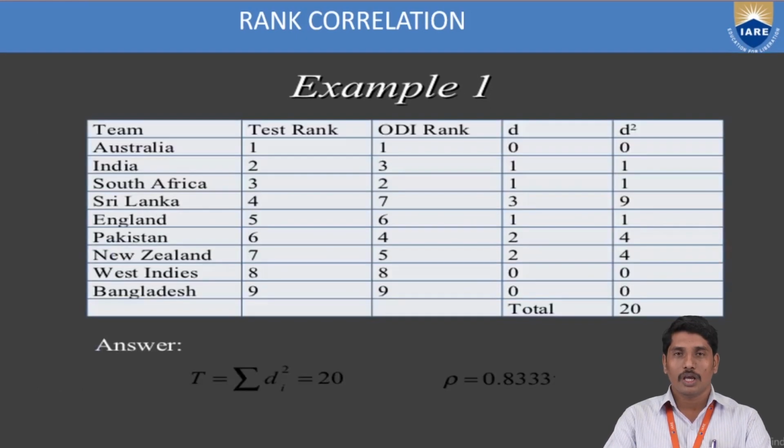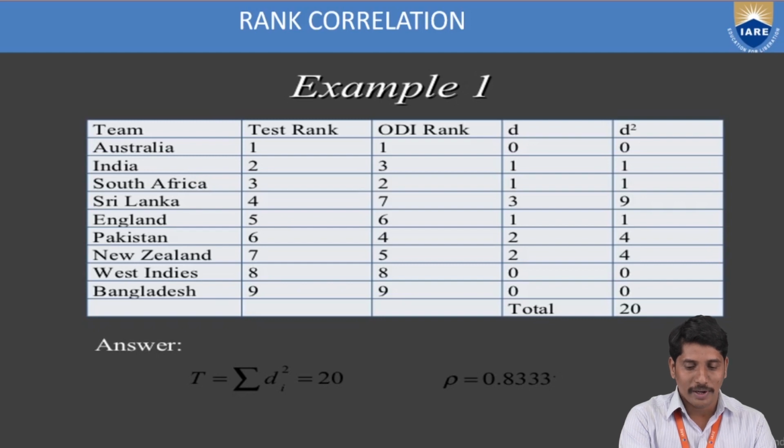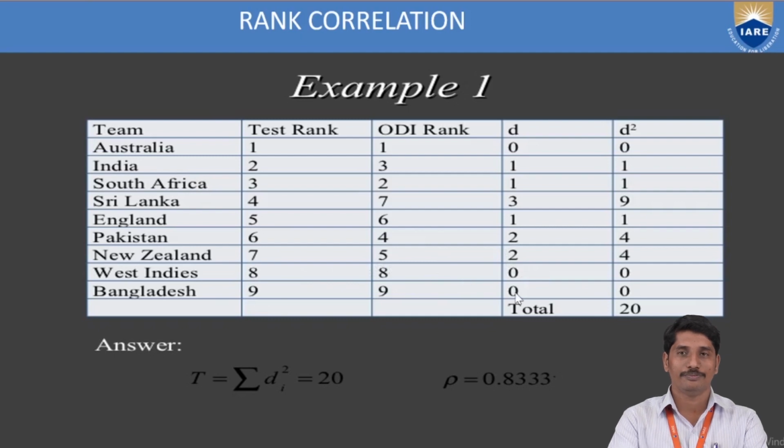Here we have taken the ranks and we have calculated the deviations in the form of d. That means 1 minus 1 is 0, and 2 minus 3 is taken as an absolute value of 1, 3 minus 2 is 1, 4 minus 7 is 3, 5 minus 6 is 1, 6 minus 4 is 2, 7 minus 5 is 2, and 8 minus 8 is 0, 9 minus 9 is 0.